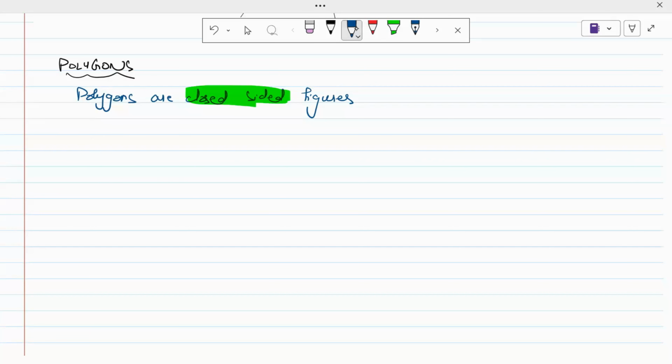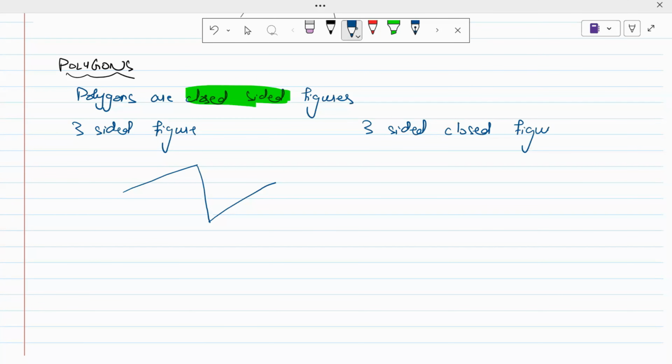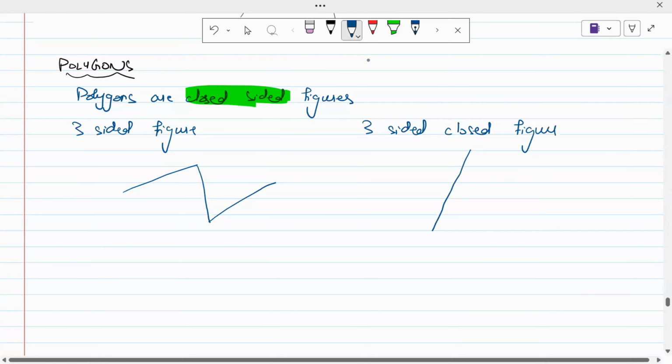Why? Because if I talk about a three-sided figure, it's an incomplete statement. Why? Because a three-sided figure can be this also, which doesn't make any sense, which is not any geometrical shape. But if I say a three-sided closed figure, now it makes sense. A three-sided closed figure is a triangle. So for polygons, these have to be closed-sided figures.